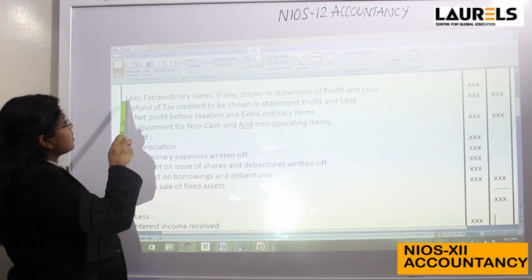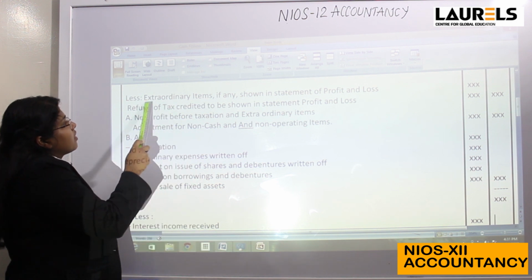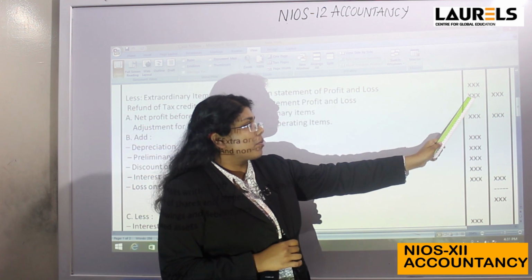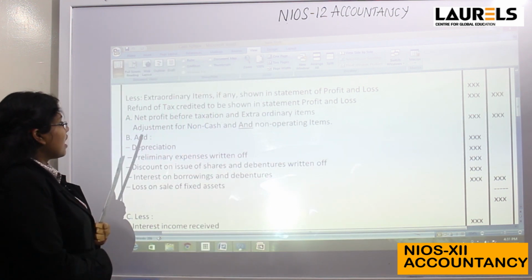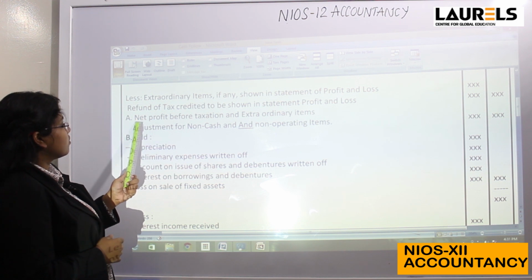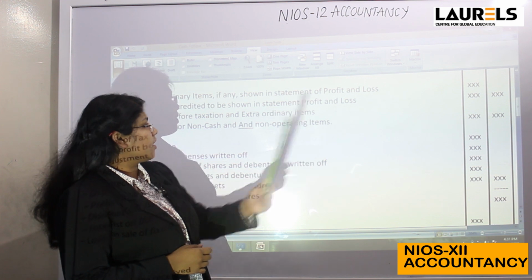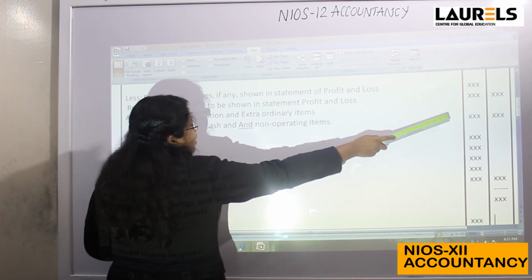So those are the add items. Now comes the less items. The less items are extraordinary items, if any, and refund of tax credited. Again, those are kept in the inner column, and we take the total to the outer column. Then we get the first result, that is net profit before tax and extraordinary items.